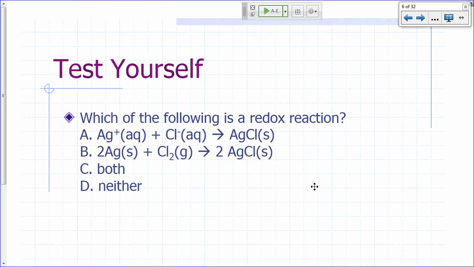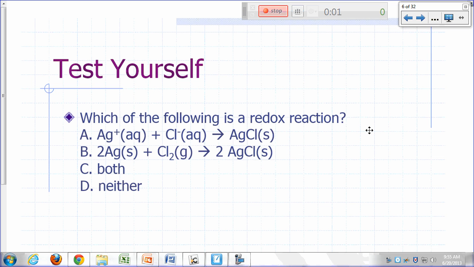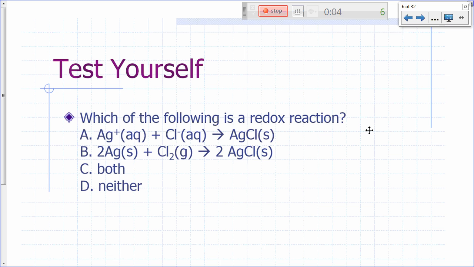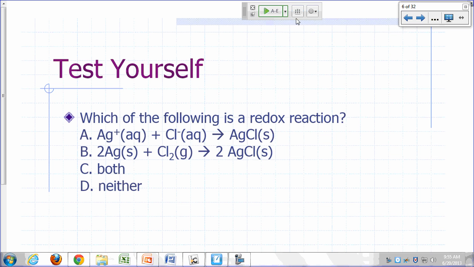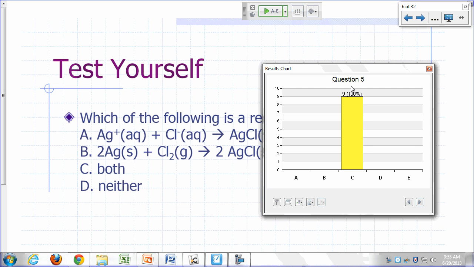All right, let's try another one. Which of the following is a redox reaction? A, B, C, or D? Okay, let's see. Fell for my trick. All right.